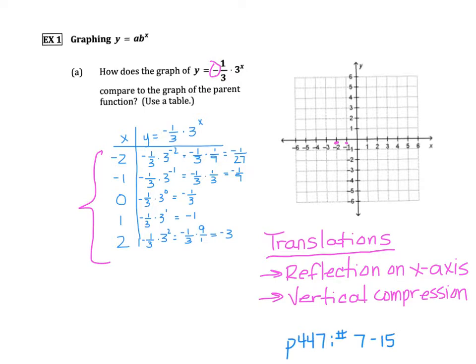When x is 0, y is -1/3. When x is 1, y is -1. And when x is 2, y is -3. So you can see this is actually a reflection on the x-axis as well as a vertical compression.